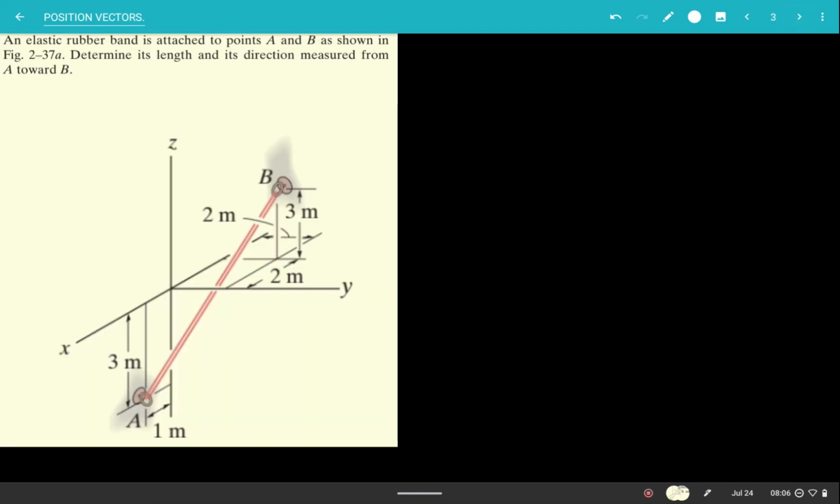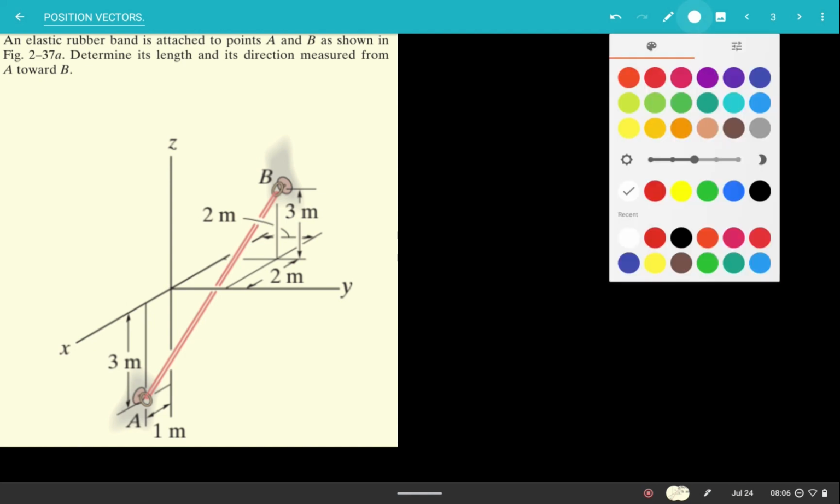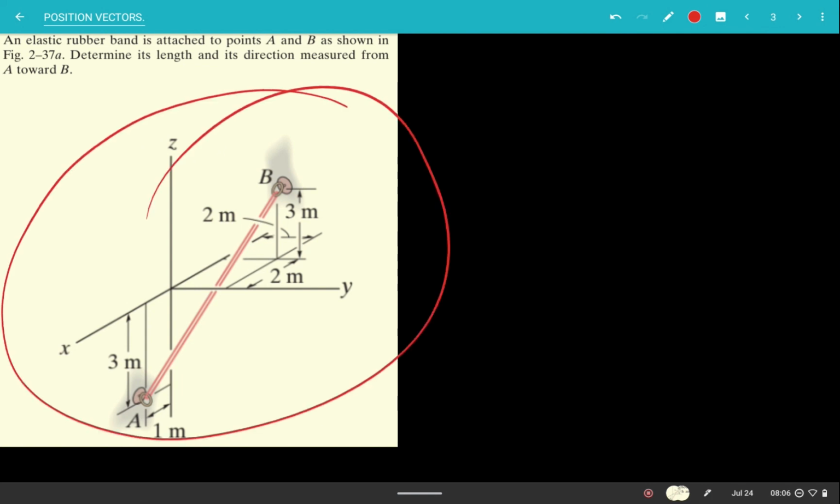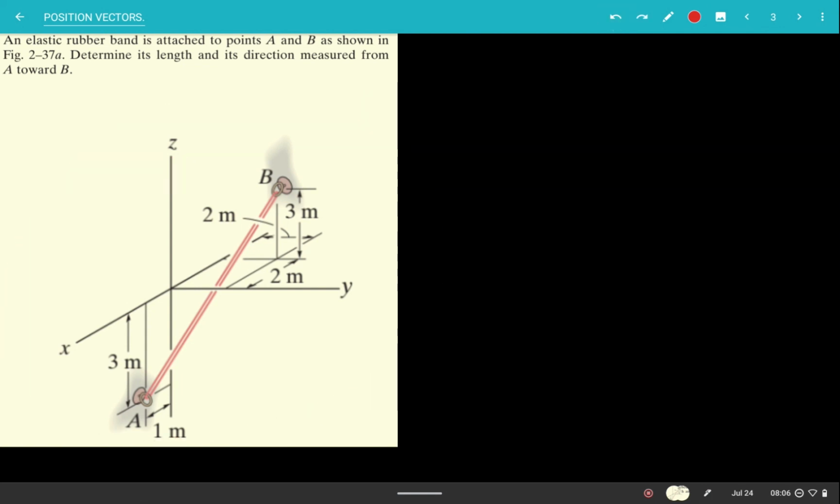The example says an elastic rubber band is attached to points A and B, as shown in the figure. Let me change my pen to red. So this is the figure that we're having here. We're being asked to determine its length, so we want to know the length of this rubber band, and its direction measured from A, so this is A, towards B. Wonderful. All right, let's get to it.